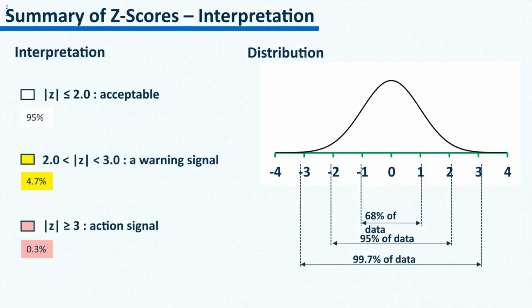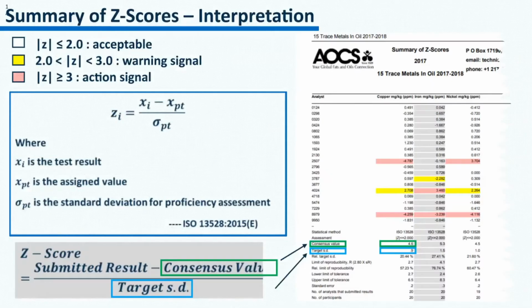Only about 0.3% of z-scores are expected to fall outside the range of -3 to 3, and about 5% of z-scores are expected to fall outside the range of -2 to 2. This implication is consistent with the calculation of z-scores.